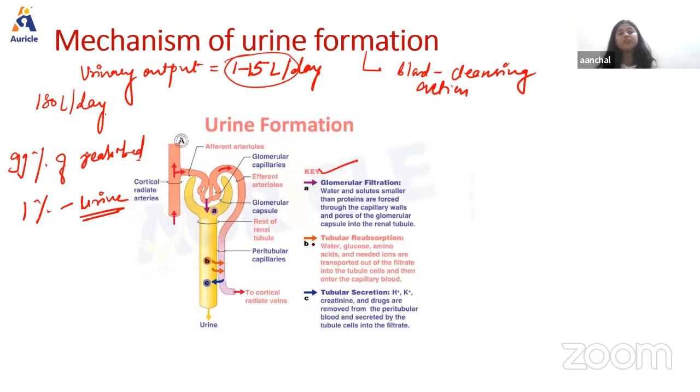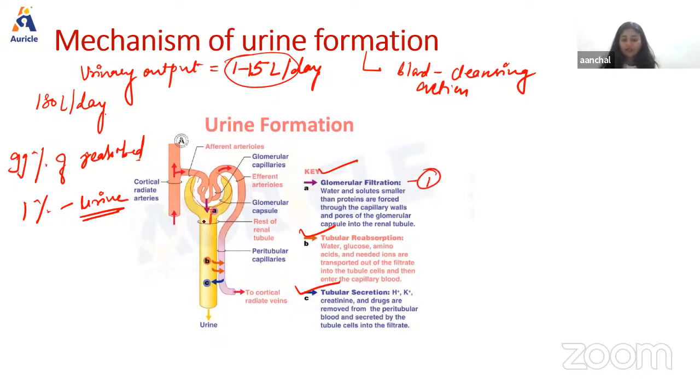First is glomerular filtration, then tubular reabsorption and secretion. So one by one, we're going to discuss all these steps. Okay, so when blood passes through the glomerulus, the plasma is filtered into the Bowman's capsule like this, and this process is known as the first step, that is glomerular filtration.